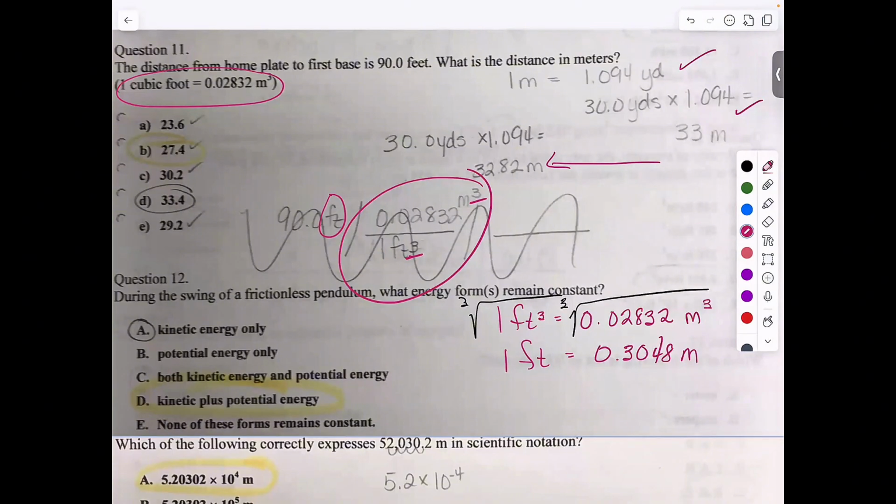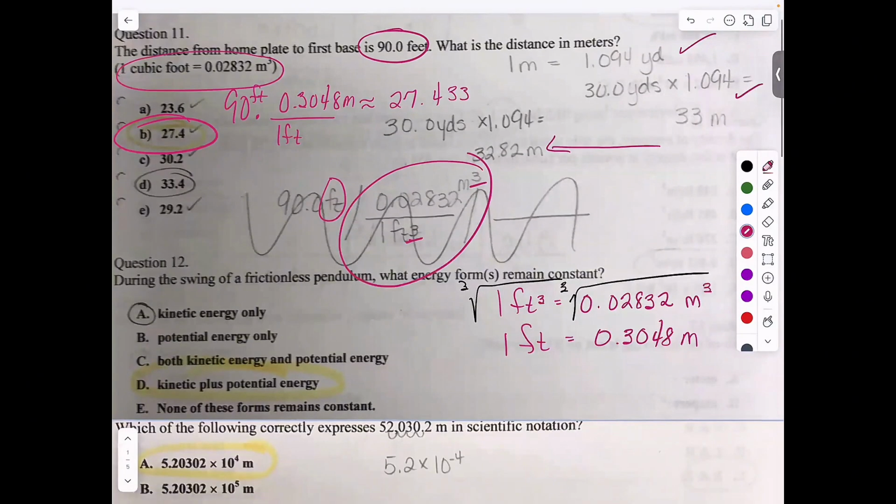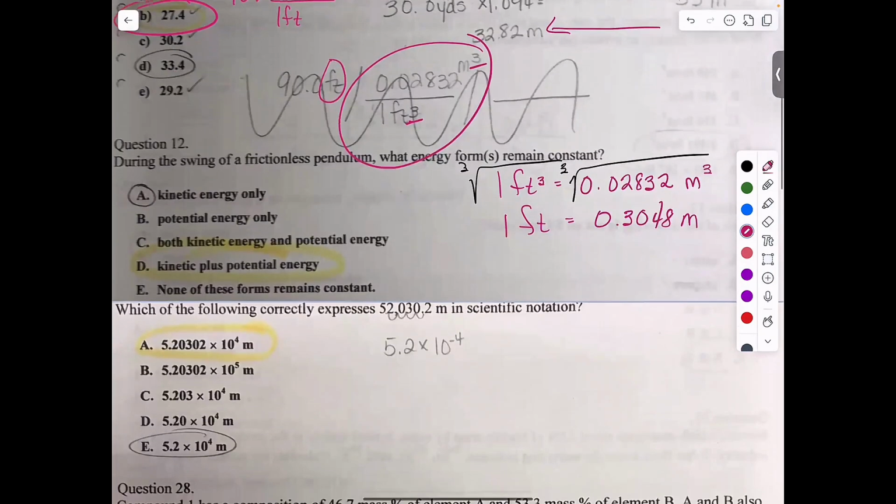But if we do apply, so if I take 90 times, and this is feet, 1 foot has the 0.3048 meters, I do, in fact, get 90 times the 0.3048 gives me 27.433 dot dot dot. But of course, we're using 3 sig figs here. That is appropriate. Now for question 12, we have a swing of a frictionless pendulum.